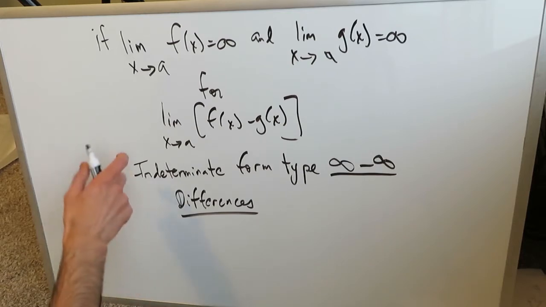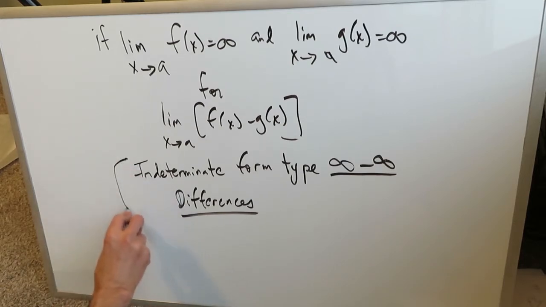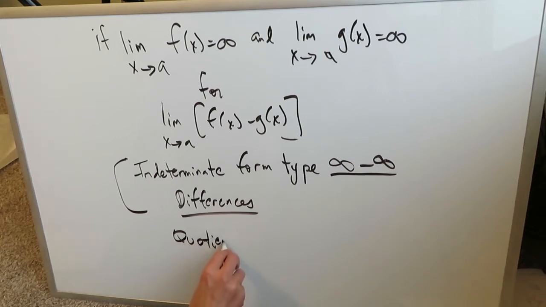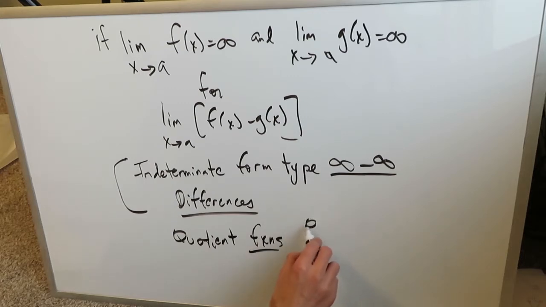So how do we go about dealing with this type of confusing situation? Well, we try to convert it again into a quotient of two functions, such that you can have a 0 over 0 form play out, because that's easier to deal with, or you can have infinity over infinity, these types of forms.